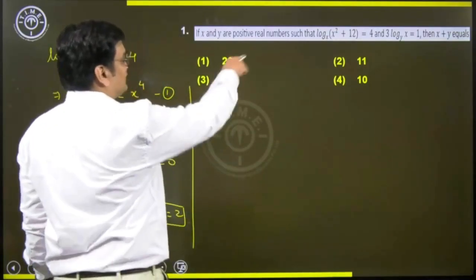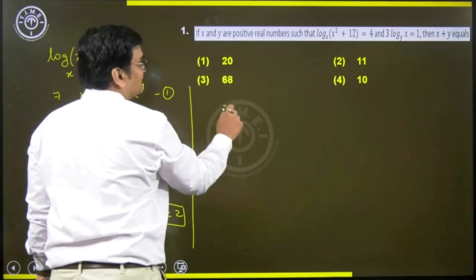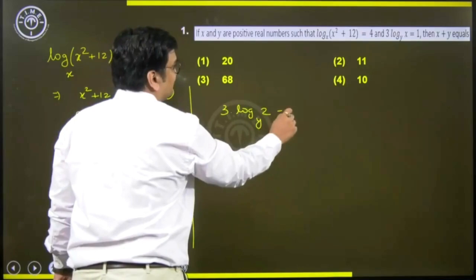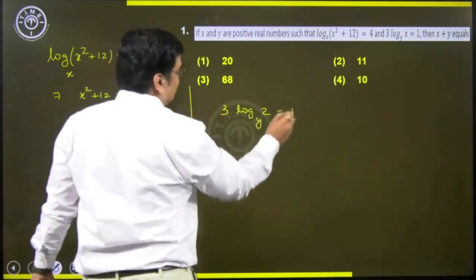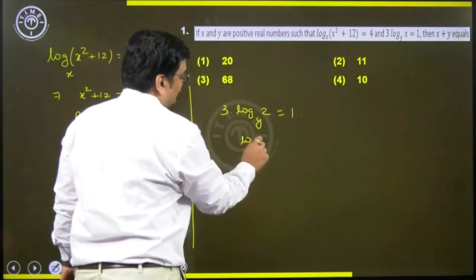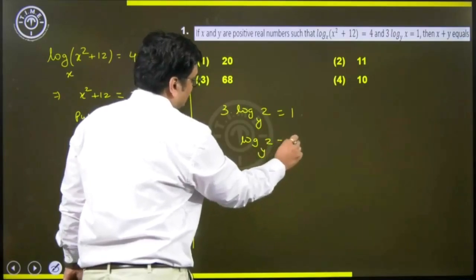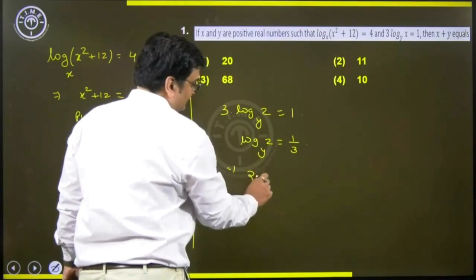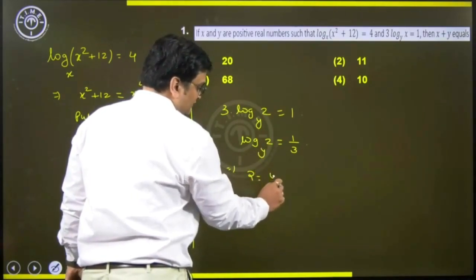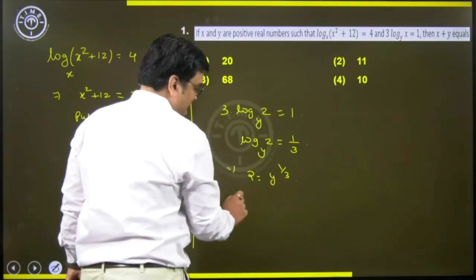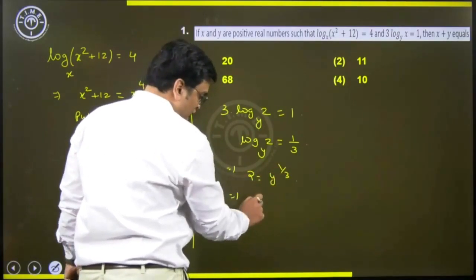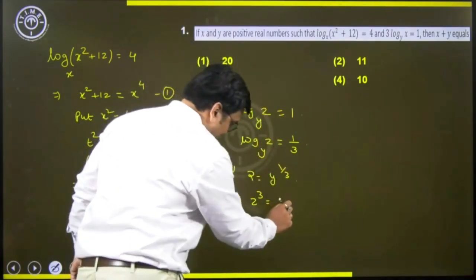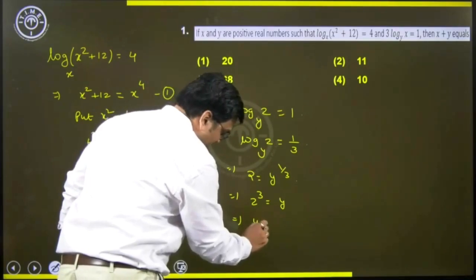The moment I know x is 2, let us go for the second equation now. So, 3 into log 2 to base y is 1. Let us take this 3 on the other side. So, log 2 to base y is 1 by 3. Take y on the other side. So, 2 will be equal to, the number inside the logarithm will be equal to the base to the power 1 by 3. Cube on both sides. So, 2 cube will be equal to y power 1 by 3 whole cube, which is y. And hence the value of y, you will get it as 8.